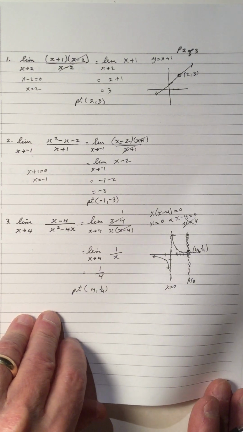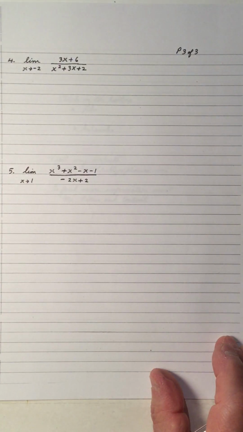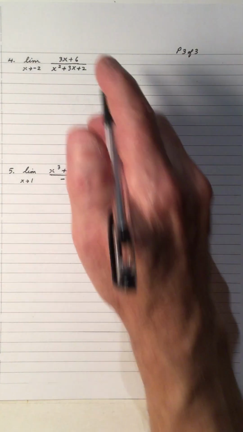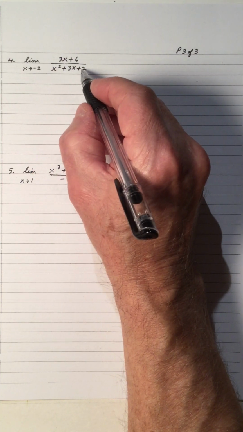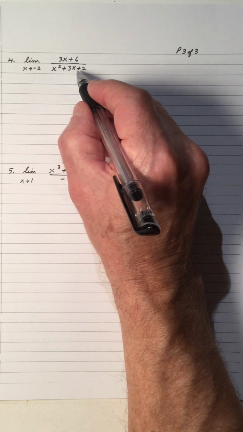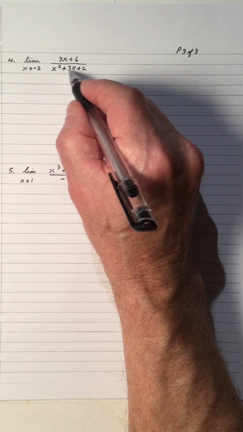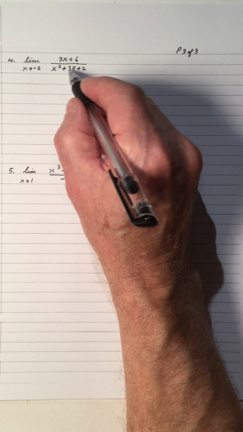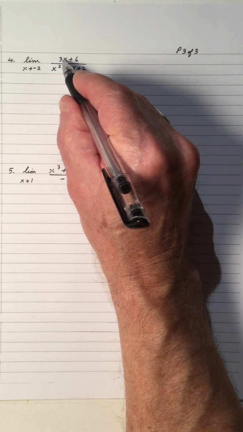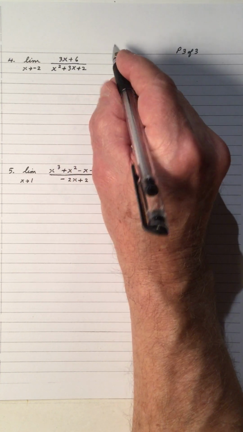Okay, let's continue and do some more. The limit, again, this is a rational expression. If we're approaching -2, putting -2 in here will give me a 0 on the bottom, so that's 4 minus 6 plus 2, which is 0. Putting -2 on top, we get -6 plus 6, which is 0.